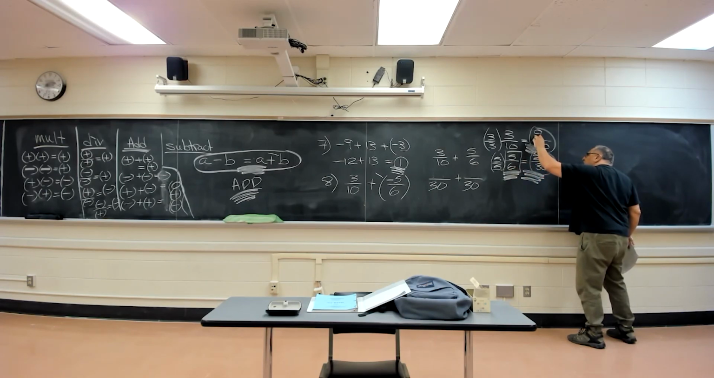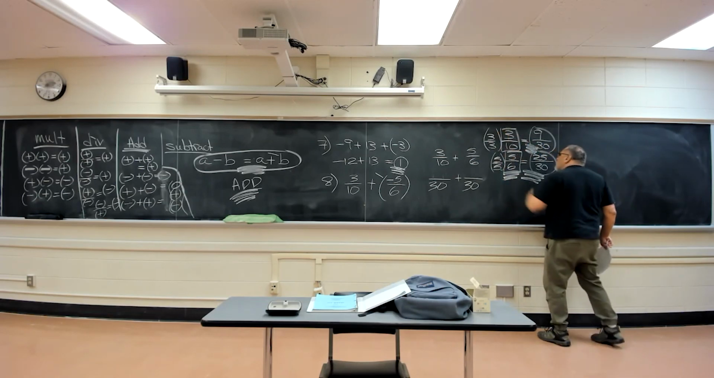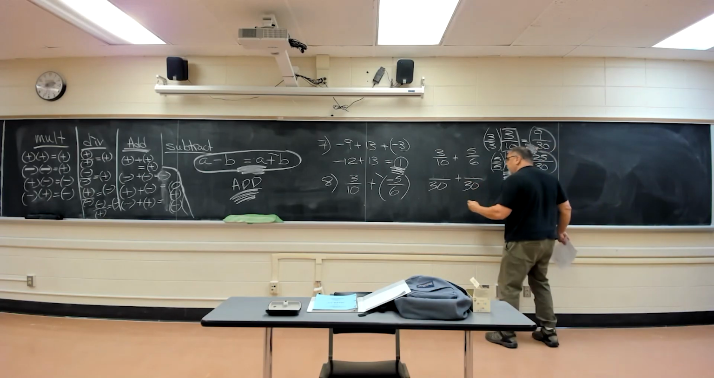Reduce this. 3 goes into here 3 times. 3 goes into here 10 times. 3 over 10. It's this guy right here. So you're never changing what it is. You're making it something that's more palatable in a sense.